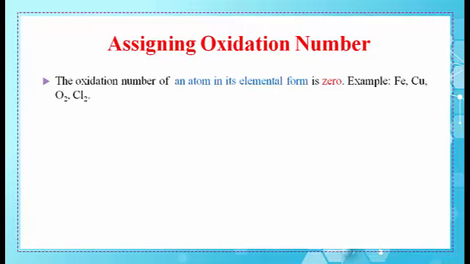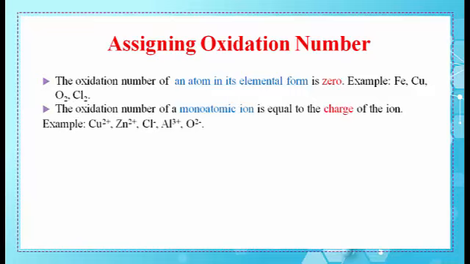First, the oxidation number of an atom in its elemental form is 0. Examples of an element in its elemental form are Fe, Cu, O2, and Cl2. Also, a monoatomic ion is an ion made up of only one atom, and its oxidation number is equal to the charge of the ion. Examples: Cu2+, Zn2+, Cl-, Al3+, O2-.